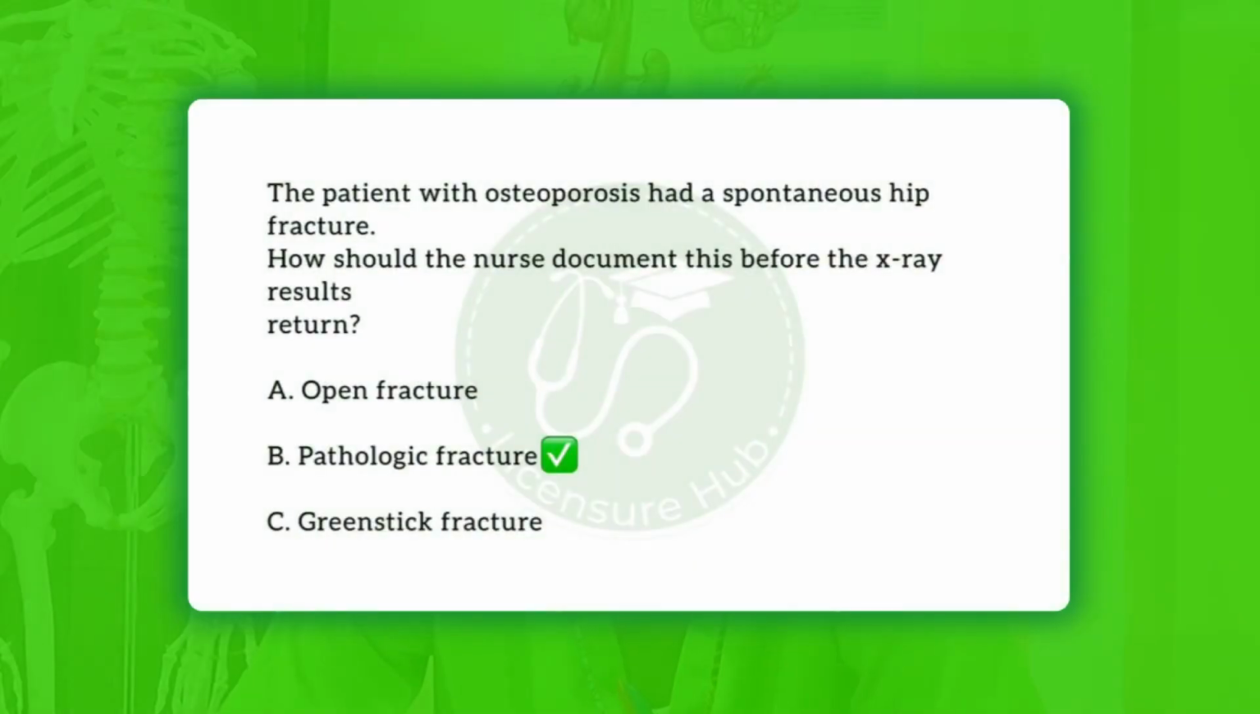So back to our question on the screen, our correct answer will be option B, pathological fracture or pathologic fracture. Because you said that a pathologic fracture is a type of fracture that occurs because of a disease process. And the disease process being mentioned in the question is osteoporosis. That leaves us with no choice other than pathologic fracture.